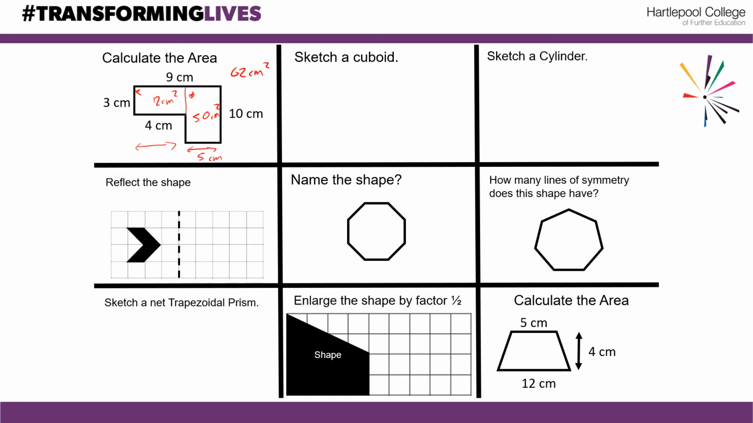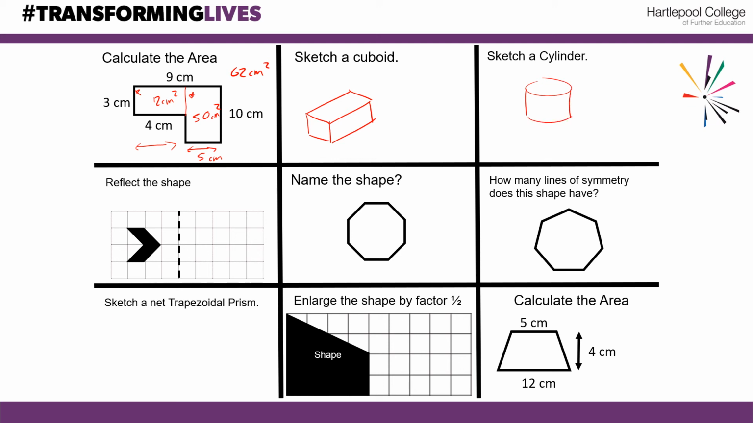Next up, sketch a cuboid. So a cuboid should look in 3 dimensions a little bit like this. Next up, sketch a cylinder. Again, apologies for the bad drawing, but a cylinder should look a little bit like one of these.